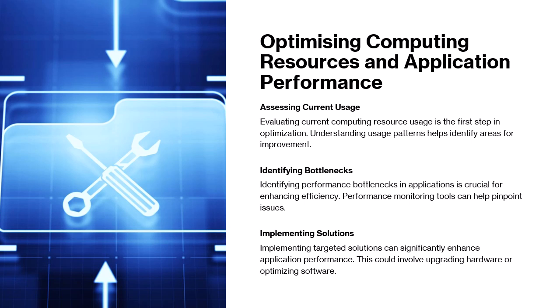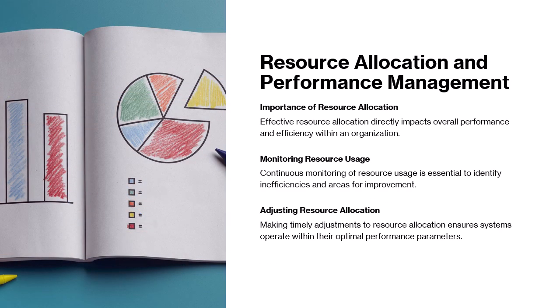Optimizing computing resources involves assessing current usage, identifying bottlenecks, and implementing solutions to enhance application performance and resource allocation, leading to improved overall efficiency. Proper resource allocation is key to maintaining high performance. This involves monitoring resource usage and making adjustments as necessary to ensure that systems operate within their optimal parameters.